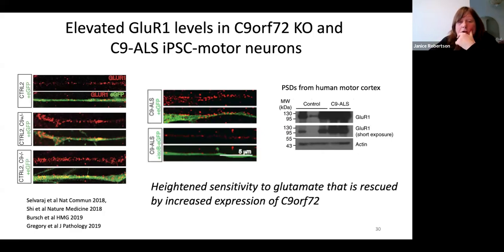And work again from Justin's lab had shown that these cultures that have this elevated level of GLUR1 on their surface are more sensitive to glutamate excitotoxicity, which has been, for the ALS field, a theory, a hypothesis that's been going on for a number of years, over 20, maybe 30 years, but it hasn't been really nailed down exactly what is going on.